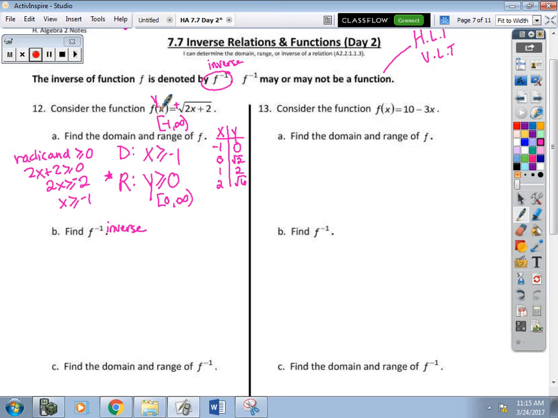Okay, so we'll swap the y and the x to make this x equals the square root of 2y plus 2. And then we solve for y. So we will square both sides. So we get x squared equals, the square and the square root are inverse operations, so those undo one another. And then we would subtract 2.